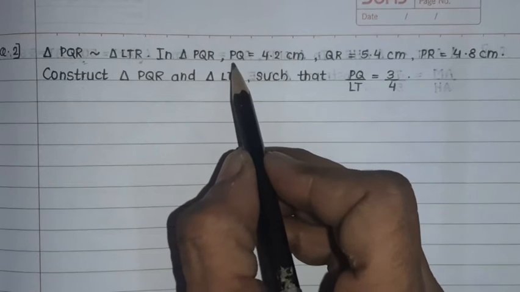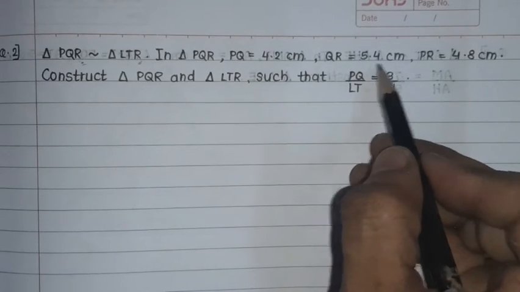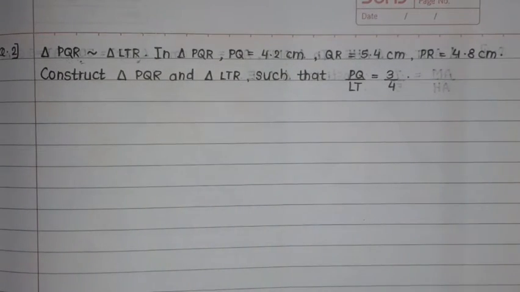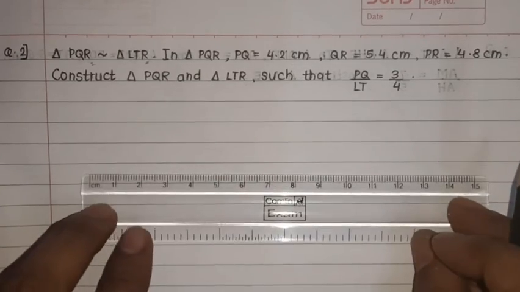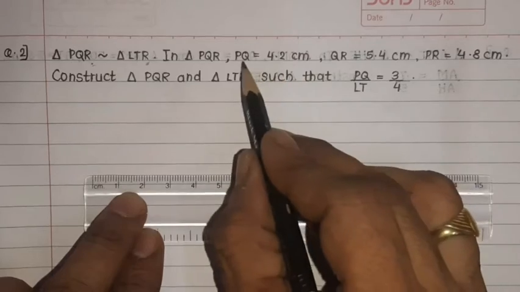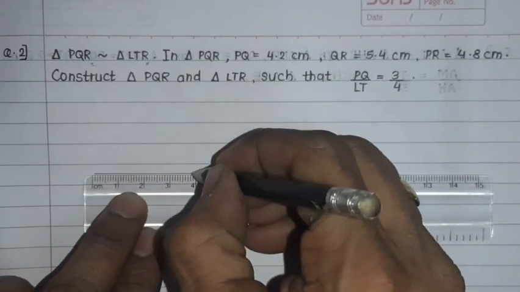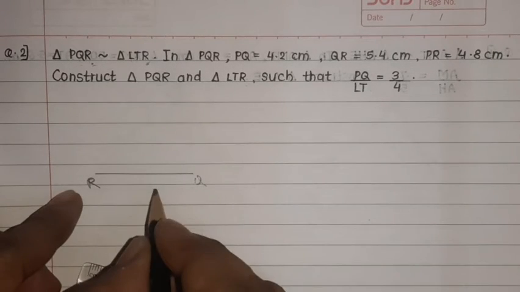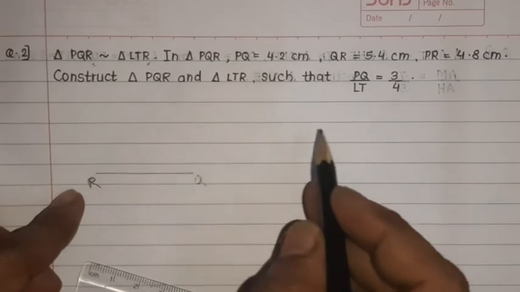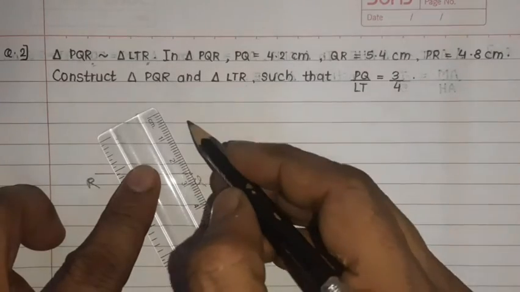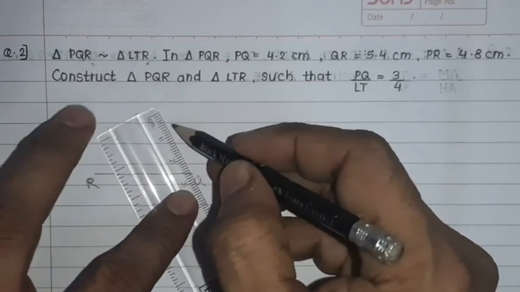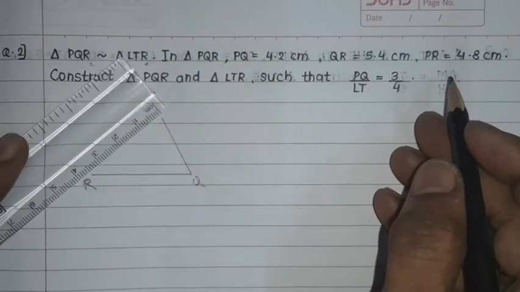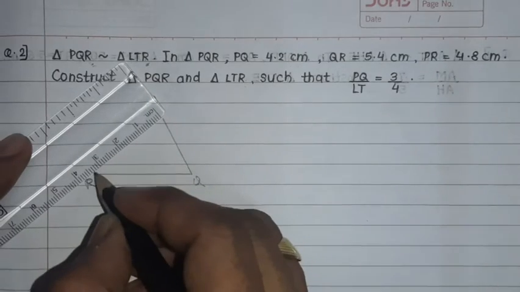Now, what information is given? PQ is 4.2 centimeter, QR is 5.4 centimeter and PR is 4.8 centimeter. Dear student, if we have to draw the rough figure, how can we draw? See here, first of all, triangle PQR. QR is 5.4 centimeter. Here we can write Q and here we can write R. It doesn't make any difference. Then PQ is 4.2 and PR is 4.8. It looks something like this.